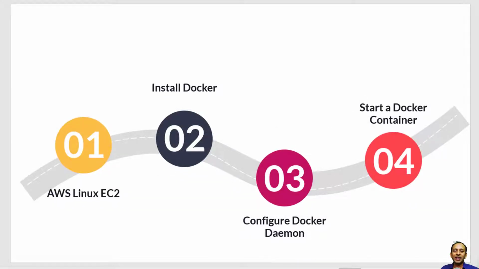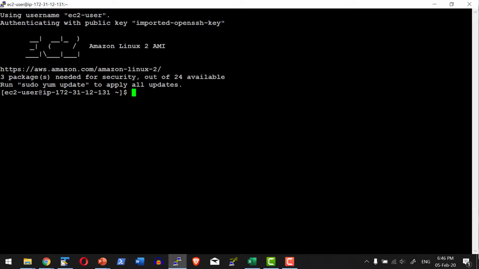Hi, now we have an EC2 instance with Amazon Cloud. Now I am going to install Docker and configure the Docker daemon so that it gets started automatically whenever I am restarting the instance. And I'm going to create a Docker container and see how it is working for test purpose. Let me get into the console where I have logged into the EC2 instance.